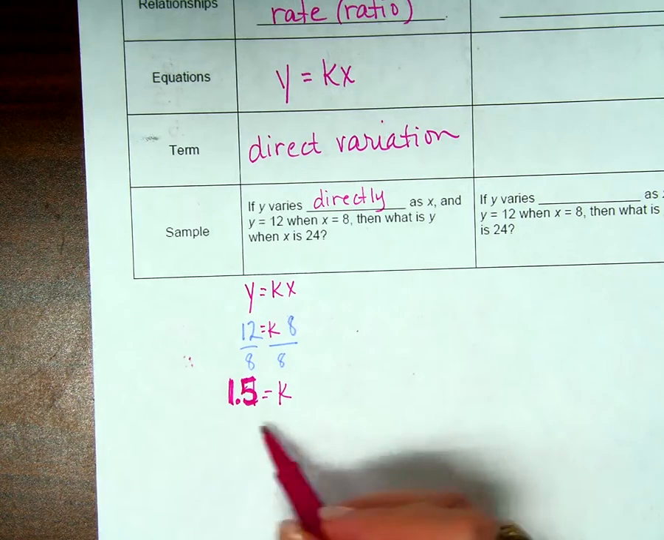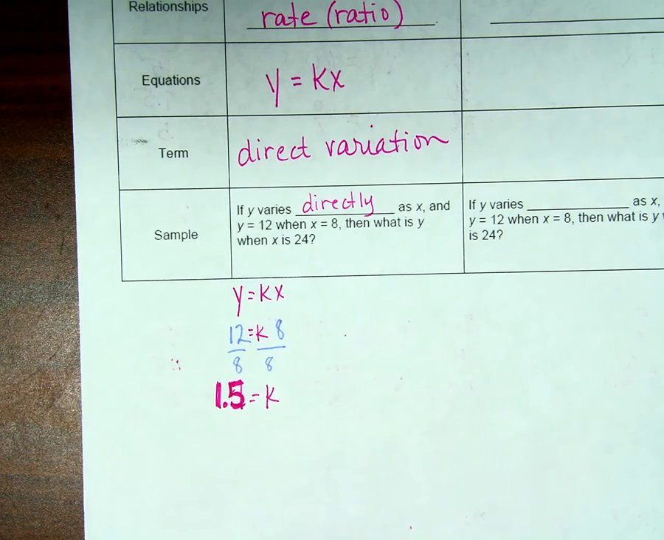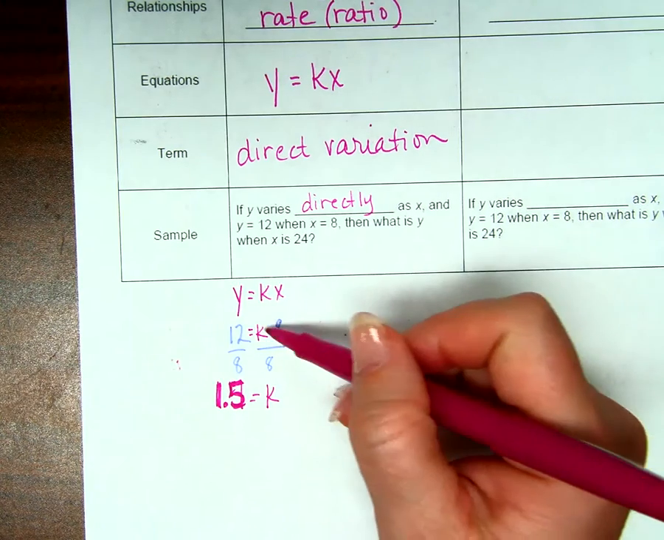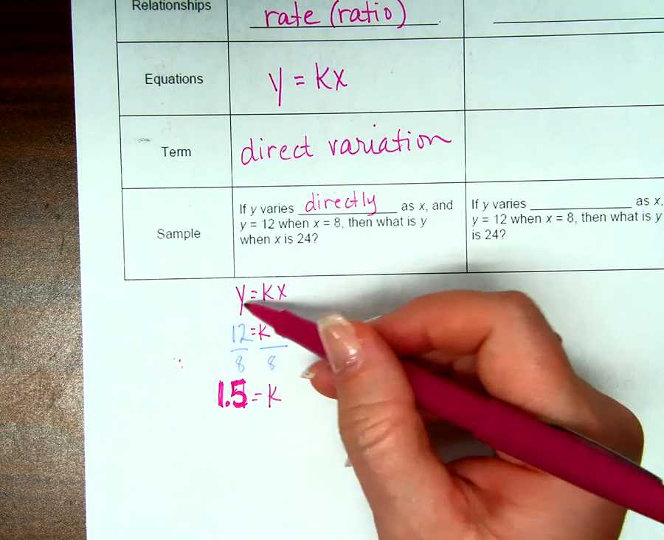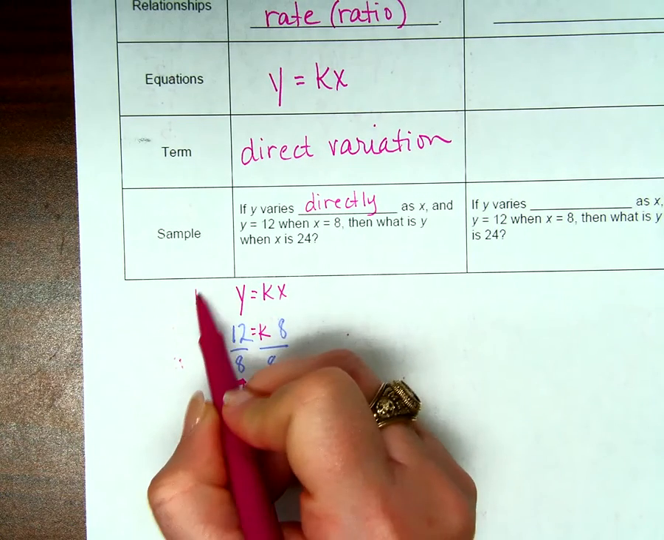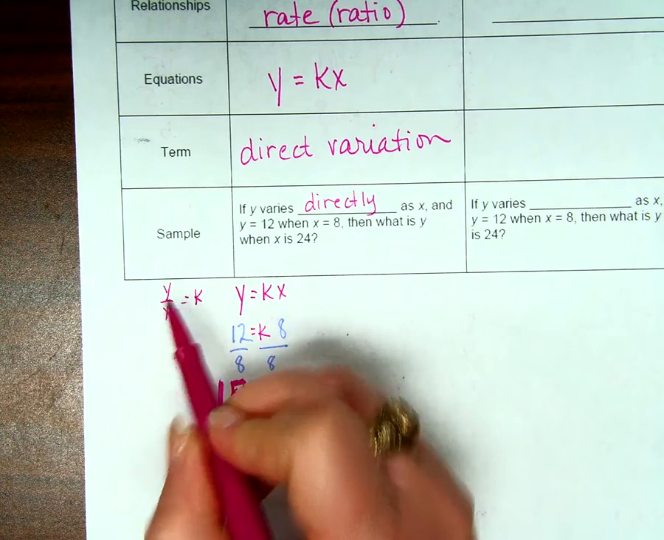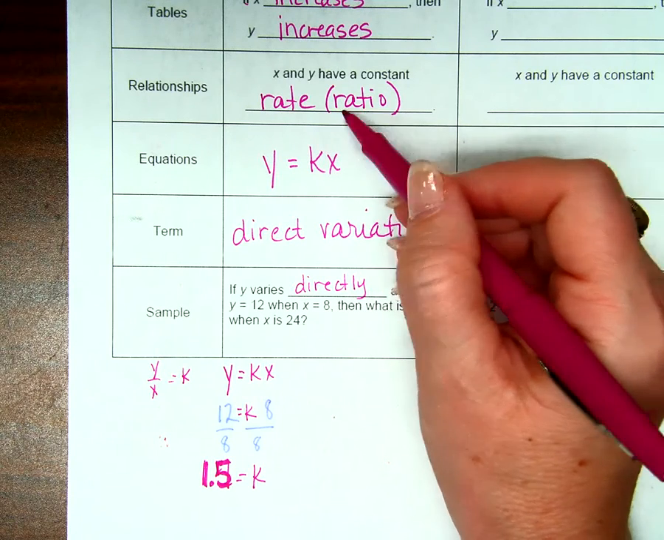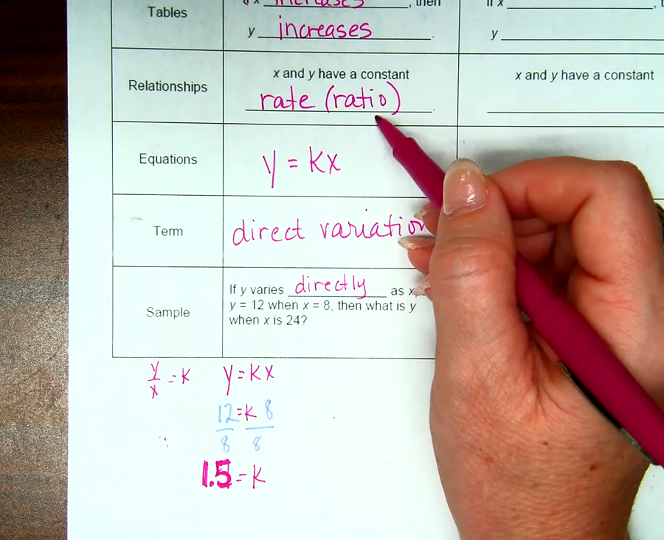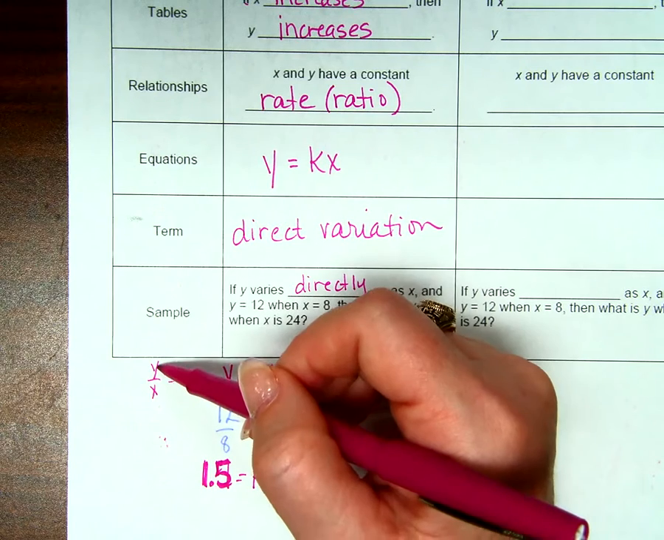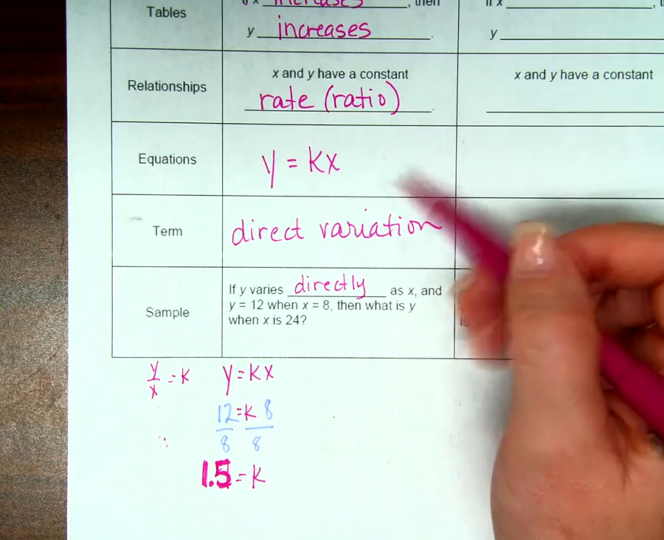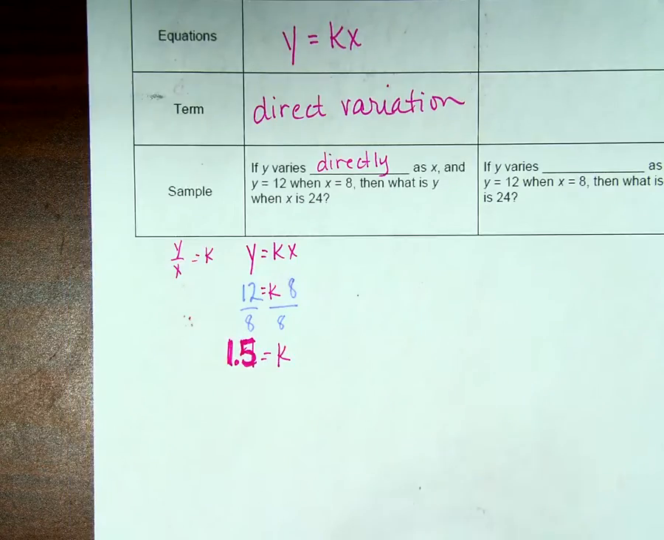Okay, so k equals 1.5. Now I know what k is. Before we go back, let me make sure you understand something real quick. When we solved for k, if I solve for k in this equation right here, I get k equals y over x, right? Do you see now why we say it has a constant ratio? Why that's another word that I put up here? Isn't x over y a ratio? It's a fraction, right? Isn't that a ratio? Does that make sense?